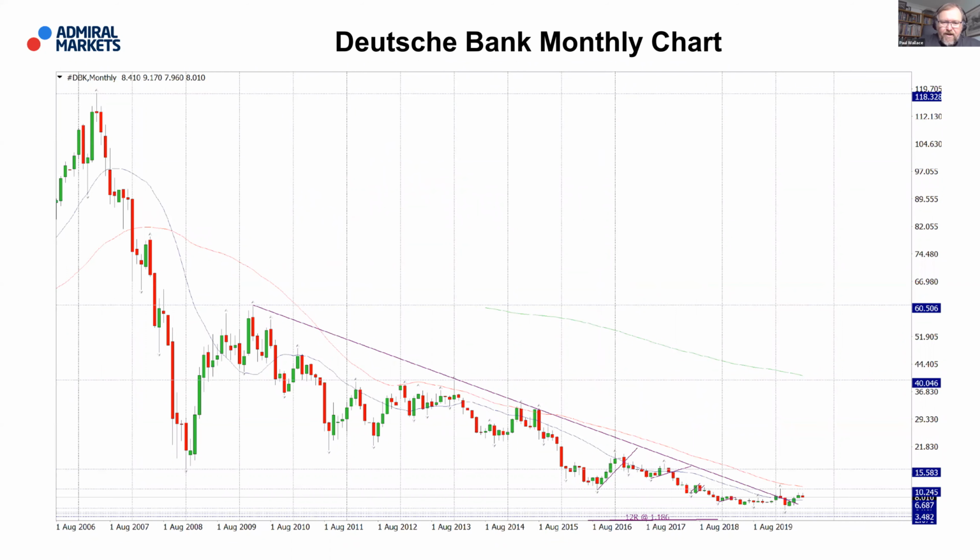Here's another one on a longer version. This is Deutsche Bank, and this is the monthly chart. It's a pretty miserable looking chart, unless you've been shorting it, unless you've been selling it, in which case it's been a great chart. So from highs just before the last financial crash in 2006, 2007, we were up here at just under 120 euros.